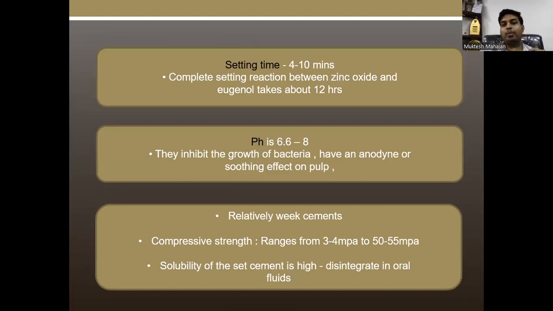They inhibit the growth of bacteria and have an anodyne or soothing effect on the pulp. Relatively weak cement. The compressive strength ranges from 3 to 4 MPa up to 50 to 55 MPa. Solubility of the set cement is high. It disintegrates in the oral fluid.